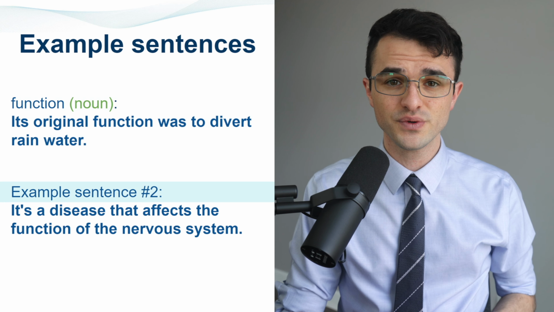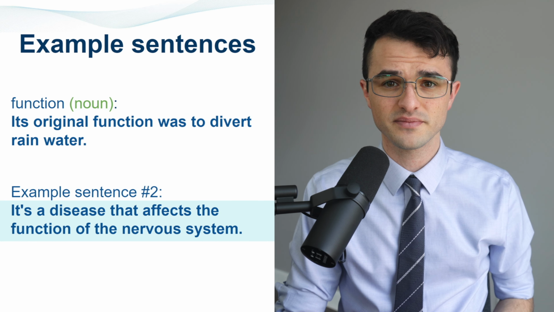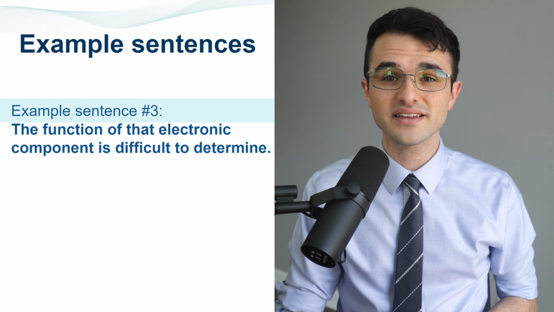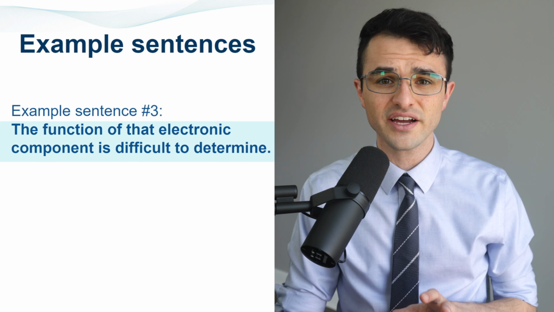Example sentence number 2. It's a disease that affects the function of the nervous system. Example sentence number 3. The function of that electronic component is difficult to determine.